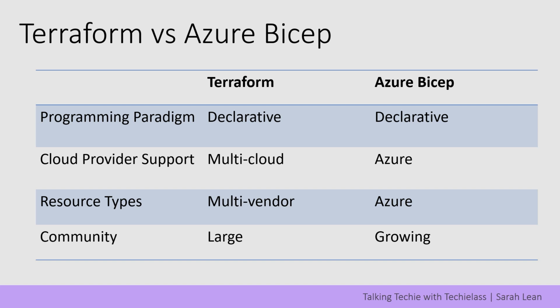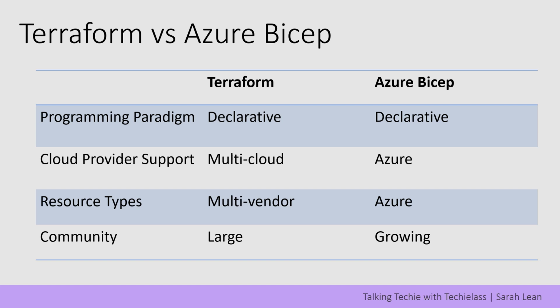Terraform has several advanced features such as support for remote state management and dependency tracking that make it a well-suited tool for managing large-scale and complex infrastructure deployments. Azure Bicep, on the other hand, is designed to simplify the process of authoring ARM templates and make them more readable and maintainable.